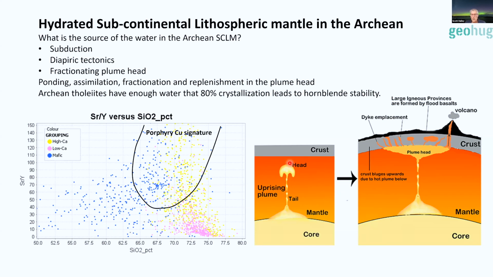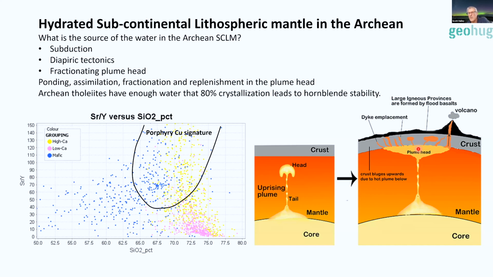A lot of guys who work in mantle plume environments draw diagrams like this. They show evidence for a big volume of magma in these plume heads being trapped in the subcontinental lithospheric mantle or underplating the crust. What we've just shown with the Golden Mile Dolerite is that a normal garden variety tholeiite has enough water in it to start stabilizing hornblende once you get beyond 80% crystallization. Think about the consequences of that, right?